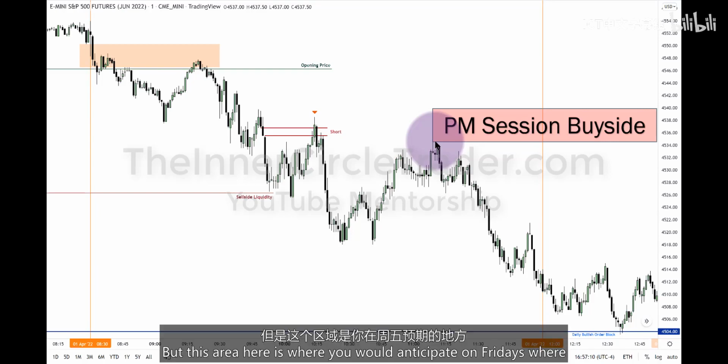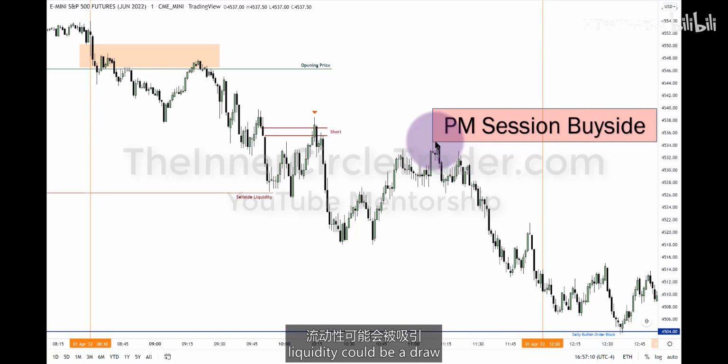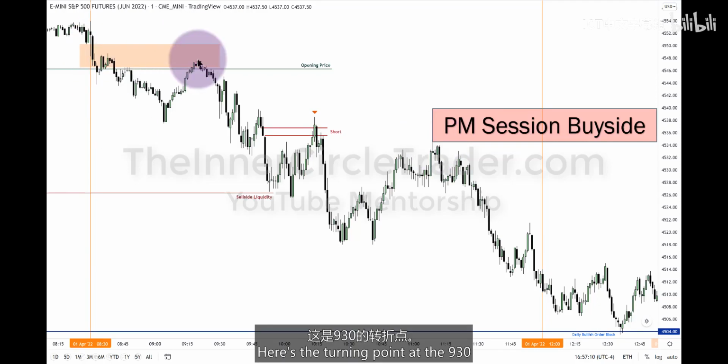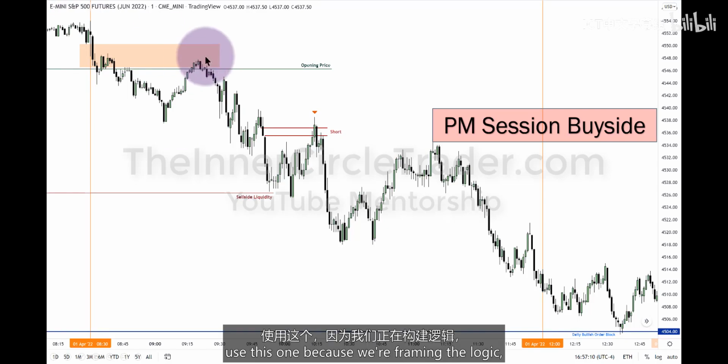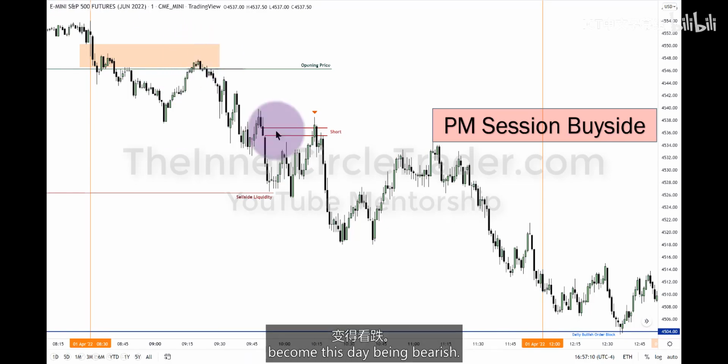But this area here is where you would anticipate on Fridays where liquidity could be a draw, because it's going to likely pull back up into a premium. What does that mean? Here's 8:30. Here's the turning point at the 9:30 rotation. So this high, or we could use this high here. It doesn't make a difference, but I'm going to use this one because we're framing the logic behind this day being bearish.